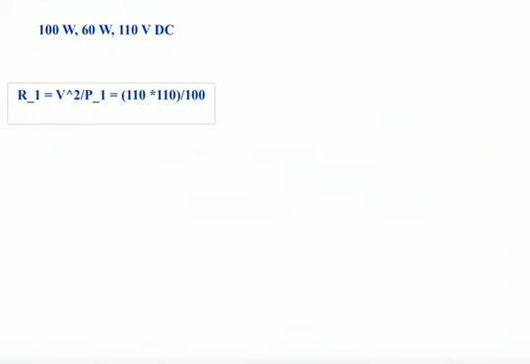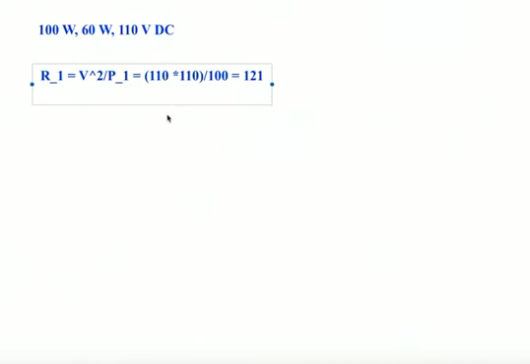Now let's find R1. R1 is nothing but the resistance of lamp 1, V square upon P1. P1 is 100, V square is 110 into 110, upon 100. 11, 11 is 121, right? So 121 ohms.